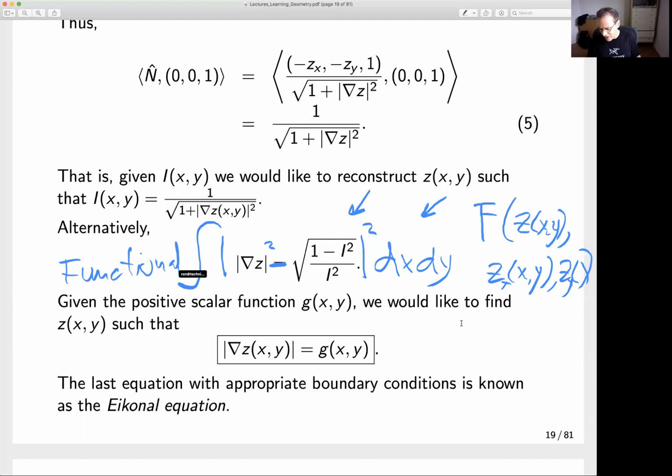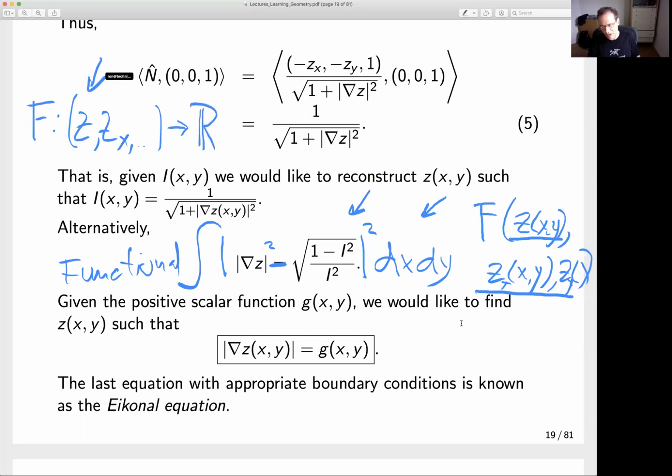So the functional is getting as an input a function and its derivative, and the output would be a scalar, okay? So the functional is getting as input z and z of x, etc., and the output would be some scalar function. And my question is, among all possible functions, which would be the one that would minimize my functional, okay? Now, in order to understand how to deal with things like that, we have to resort to something which is called calculus of variations.